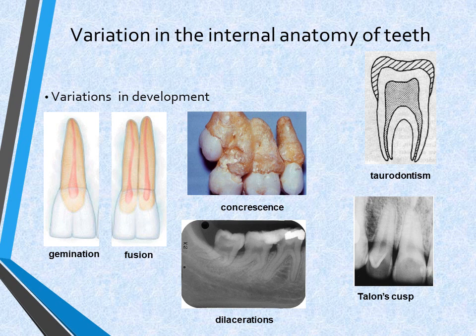Coming to Talon's cusp, it is nothing but an outgrowth on the lingual side. So this should not make you doubt that there is an additional pulp horn. You just have to continue with your root canal as it is.